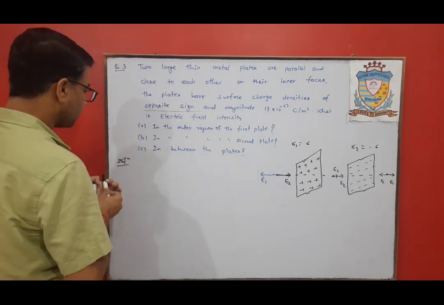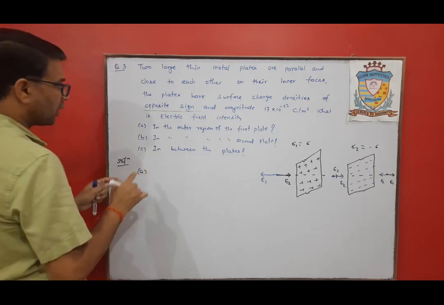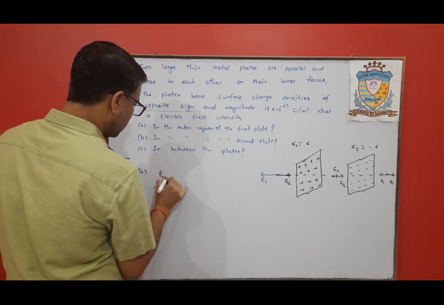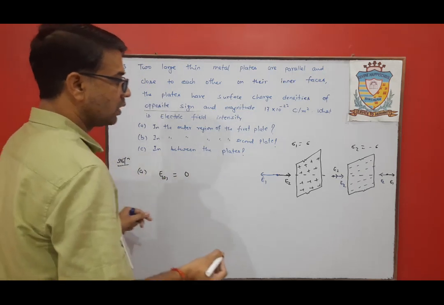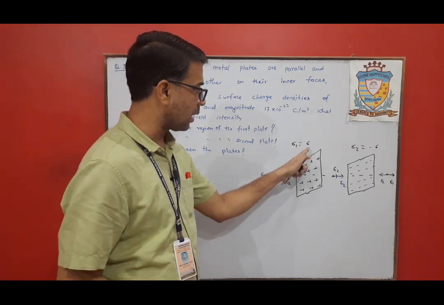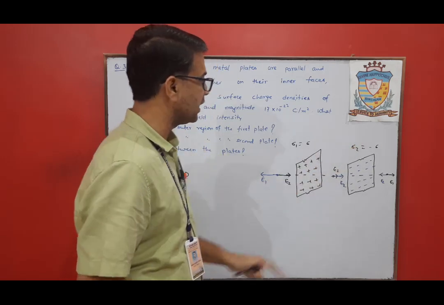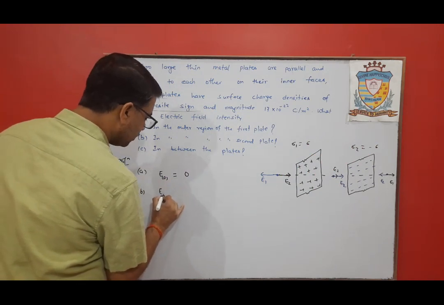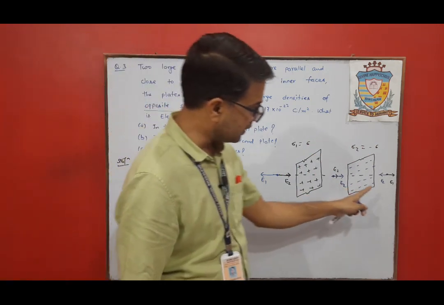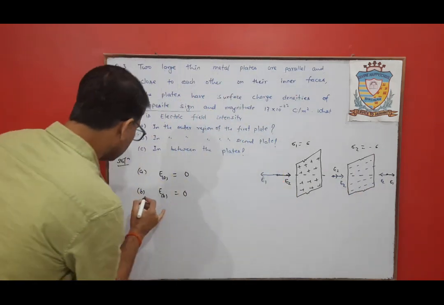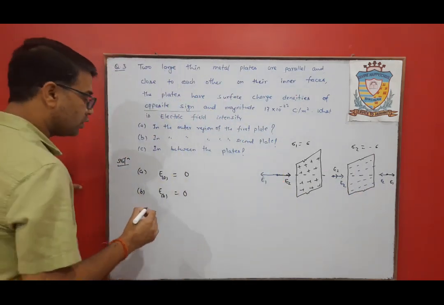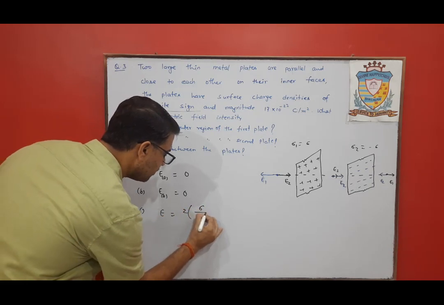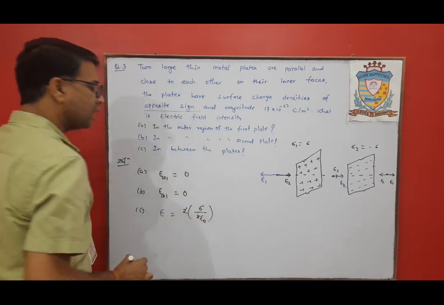So the solution of the first: the total electric field intensity E is equal to 0. The reason being, these two have the same magnitude, so they will cancel each other. B, again E due to B is equal to 0. Here you can see these two will cancel each other. What about the third one? It is 2 times E, that is 2 times sigma upon 2 epsilon naught.